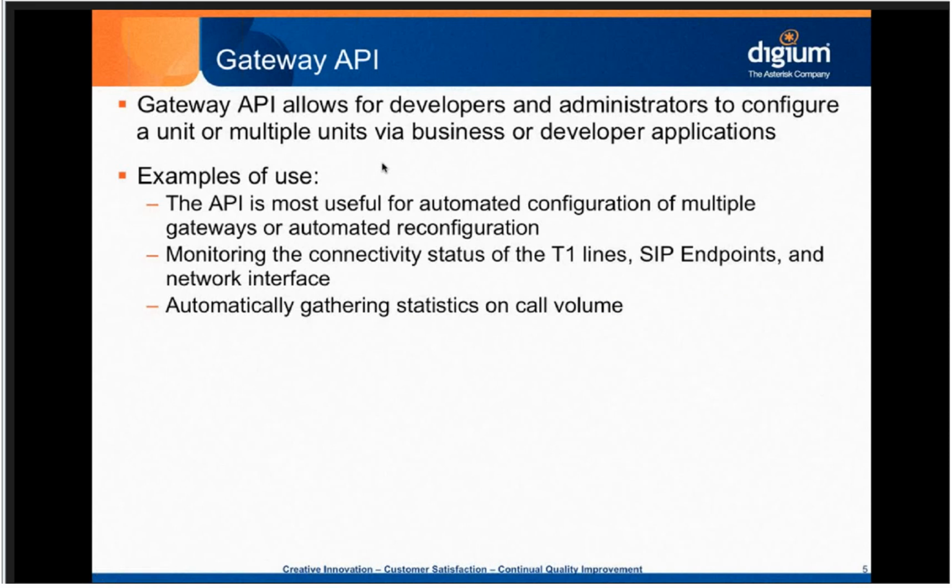All right. Next thing I want to talk about is the actual gateway API itself. As you know, in our Switchvox product line, we have an API available that allows you to do a lot of different things to pull information out of Switchvox and push information back into it. And we've done the same thing with the gateways.